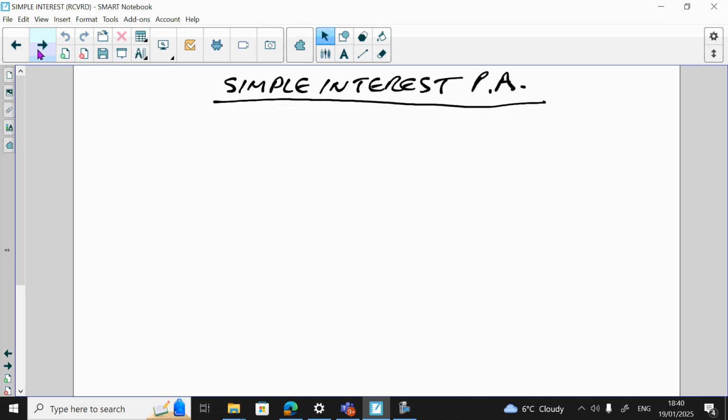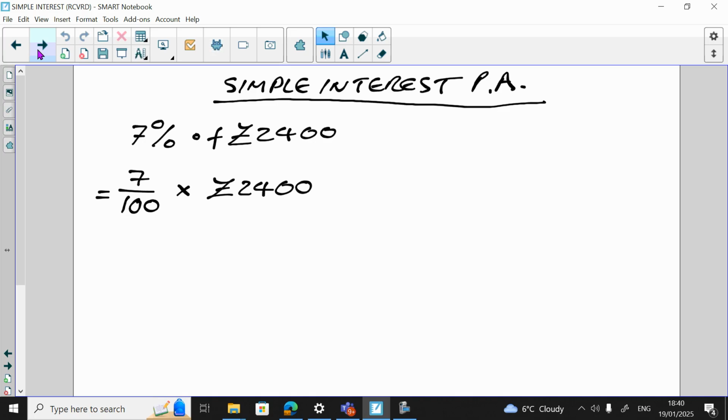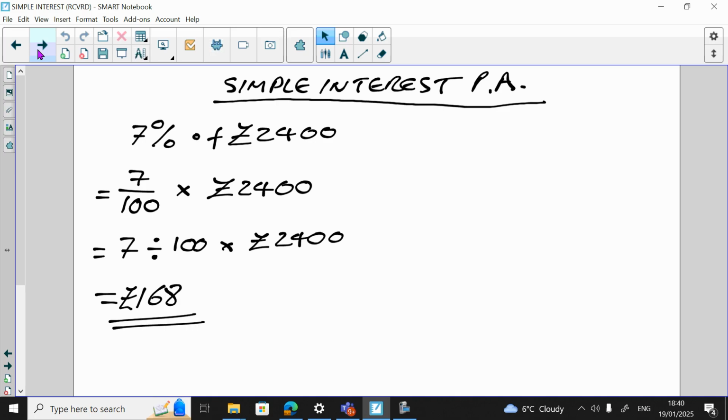So let's go for, I'm calling this simple interest for every year PA per annum. So 7% of the initial loan amount, 7% is 7 divided by 100, which you might want to write as a fraction, but you know a fraction means 7 divided by 100 times the loan amount, 2,400. Let's see what your calculator says for that. I like to take the 7 over 100, I like to make that into a divide, because a fraction is divide, and let's see what it gives you. £168. You get your calculator and check that, see if it's okay.